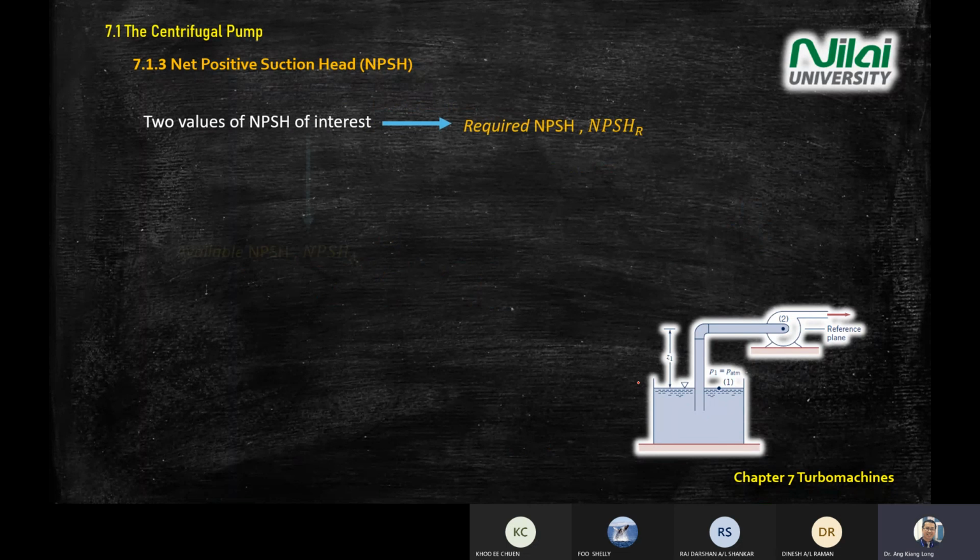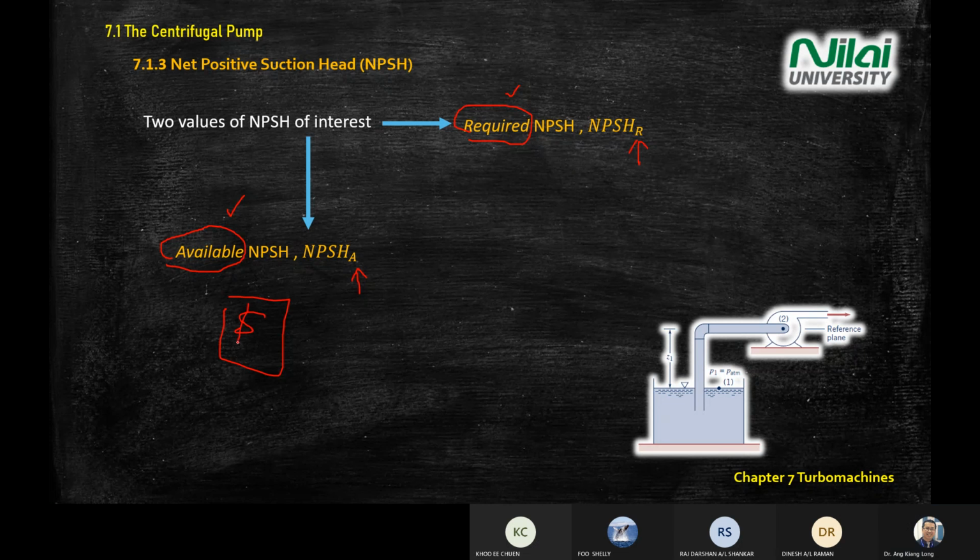Okay, so just as a theory, you have two values of NPSH of our interest. One is required, one is available. Denoted by one is R, one is A. Okay, now by looking at the words, what does it mean? Required means what is needed. All right, what is available? So for example, this is your wallet and you want to buy a balloon. Okay, the balloon costs 5 ringgit. In your wallet, you have 10 ringgit.